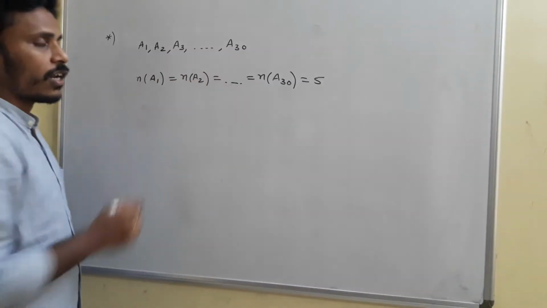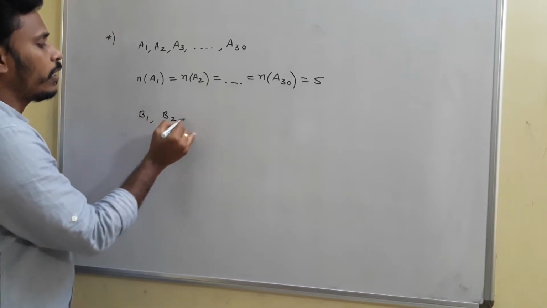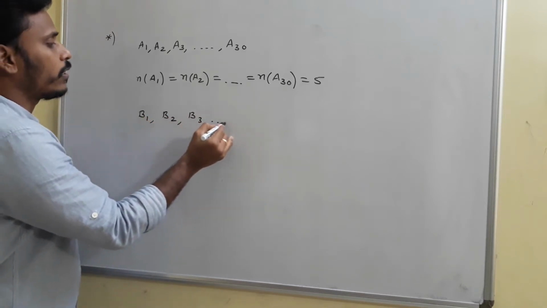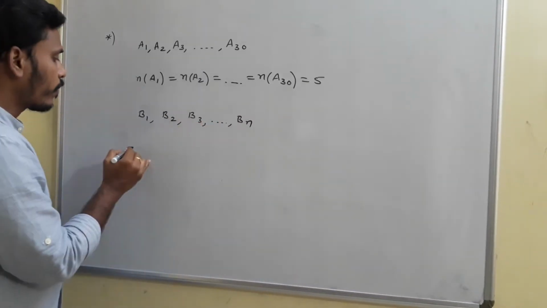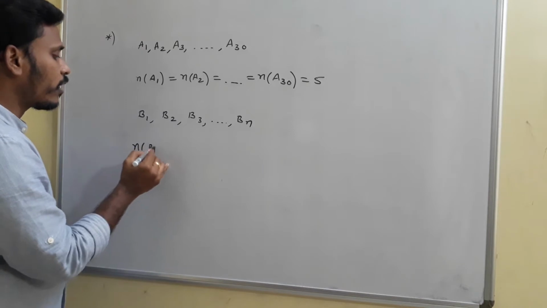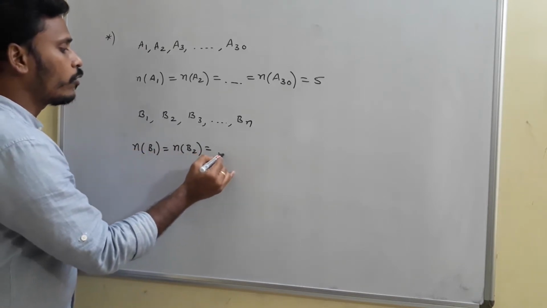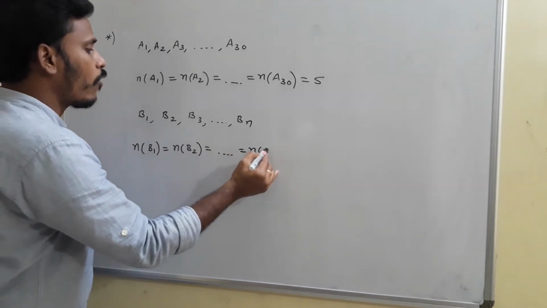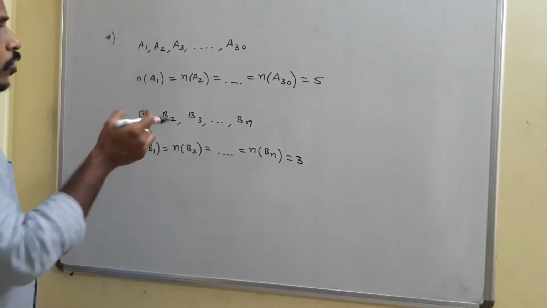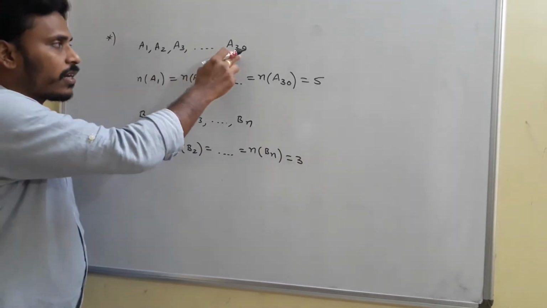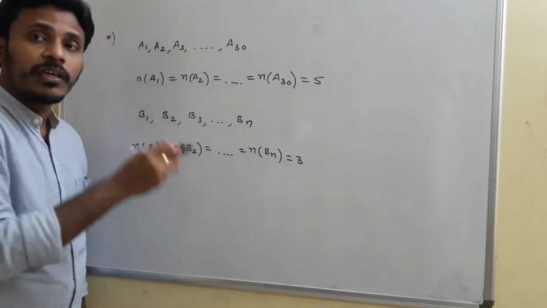So this is the first collection of sets, and the next one, there are n sets with the names B1, B2, B3 and so on Bn. How many sets are there here? n sets. And the number of elements in each set is given as 3. So n of B1 is equal to n of B2 is equal to and so on n of Bn is equal to 3. So there are 30 sets, each set has 5 elements. Here are n sets and each set has 3 elements.